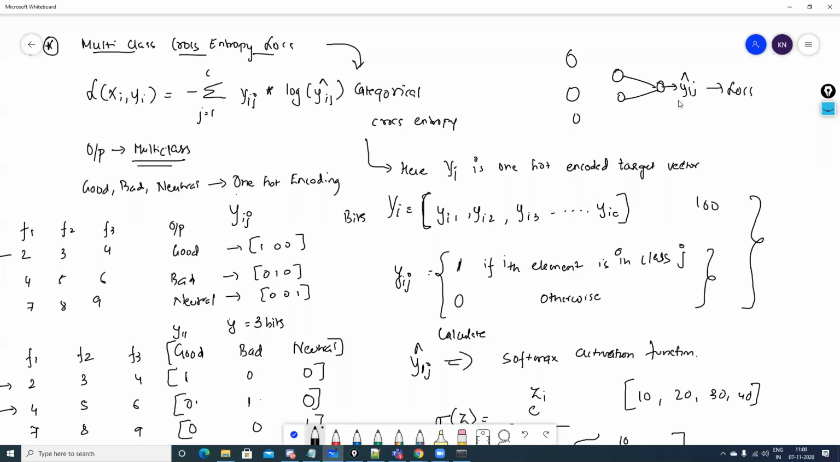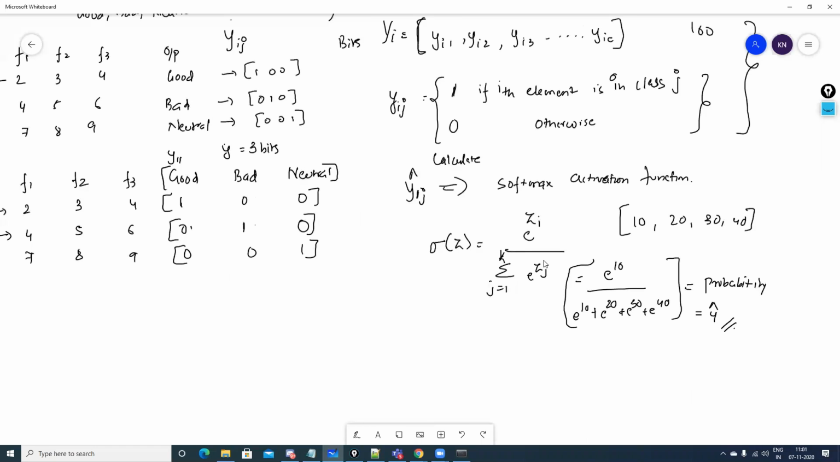Now, in order to compute this, since this is a multi-class classification problem, I told you that we will be applying a softmax activation function here. I have told you this in my previous class. The softmax activation function is given by this particular equation. This is what a softmax activation function looks like.